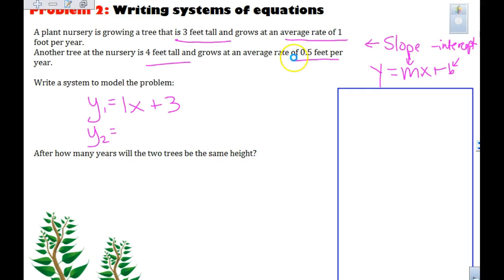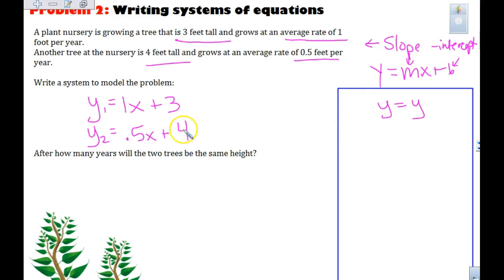How fast is it growing? 0.5x plus 4. Now, I had someone in the last class say they'd want to do this with elimination. You could. I personally think you're trying to find when the trees are the same height. So why not put y equal to y? Please write that on your paper.